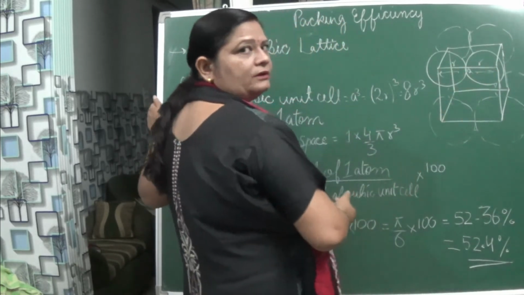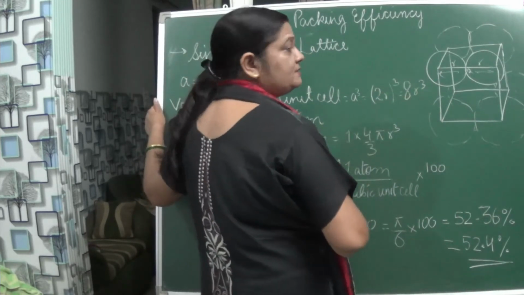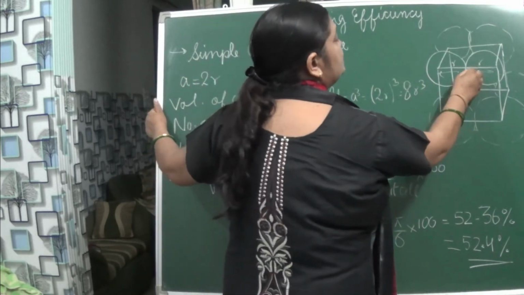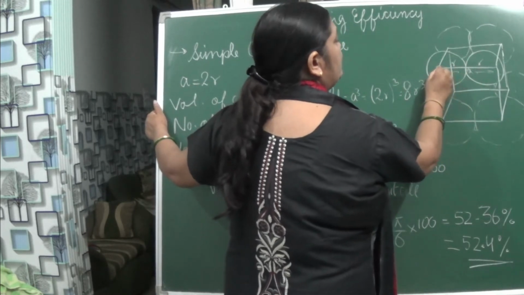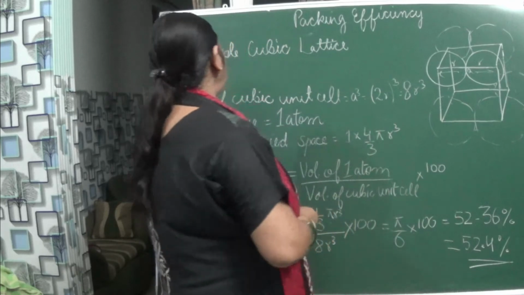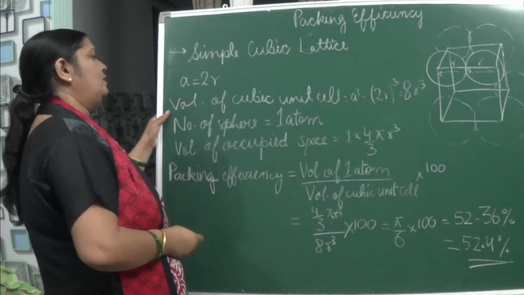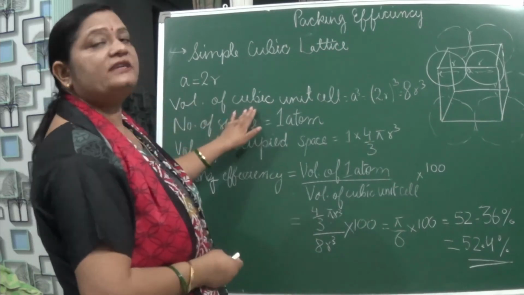No need to take out the diagonal, isn't it? Because no other molecule or particle is present. So here, if we are seeing A, it is this R plus this R. So here A is equal to 2R.